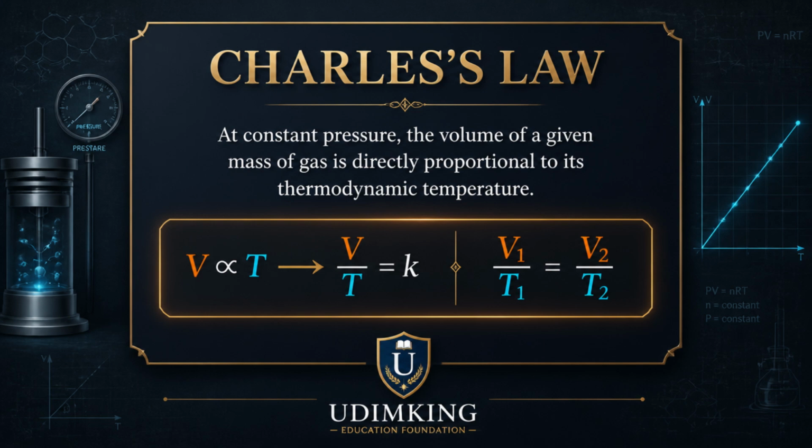At constant pressure, the volume of a given mass of gas is directly proportional to its thermodynamic temperature. Mathematically, V is proportional to capital T, which means V divided by T equals a constant, K. For any change in state, we write this as V1 over T1 equals V2 over T2.